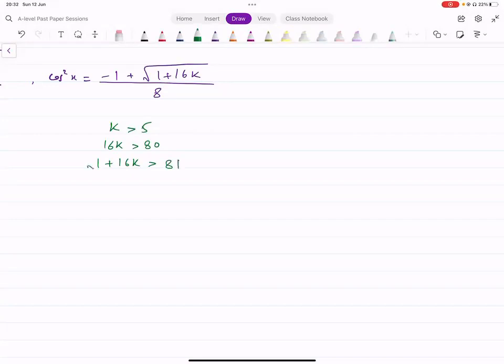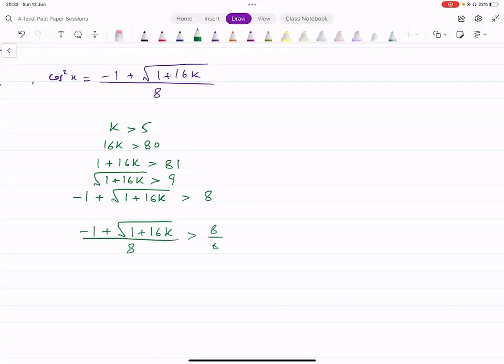What about square root of this? Square root of 1 plus 16k is going to be greater than square root of 81, which is 9. Okay, so it's fine until this point. But then we have this -1 outside. So we've got -1 plus square root of 1 plus 16k. We do the same thing on the right side as well. -1 plus 9. What does that give us? That gives us 8. So we've got this greater than 8. And now if I divide this whole thing by 8, because we also have this 8 in the denominator, it becomes -1 plus square root of 1 plus 16k divided by 8. We do the same thing on the right side, 8 over 8. And that gives us 1. Okay, so now we've got exactly the same thing as what we had here.